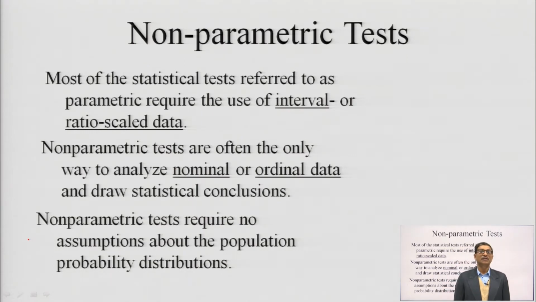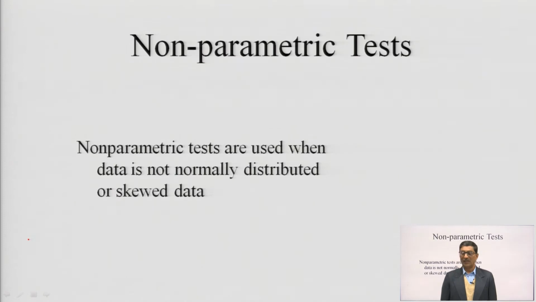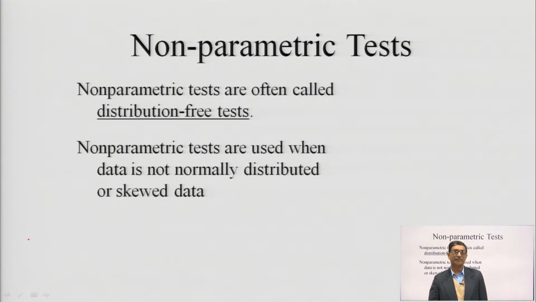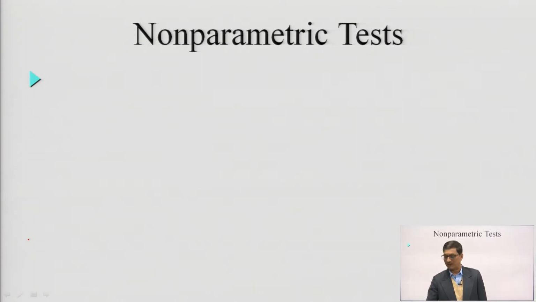Non-parametric tests require no assumption about the population probability distribution. A parametric test requires that the data should be normally distributed, but in a non-parametric test there is no such requirement. Non-parametric tests are used when data is not normally distributed or it is skewed data. They are often called distribution free tests, because we can apply these tests when data is not normally distributed.